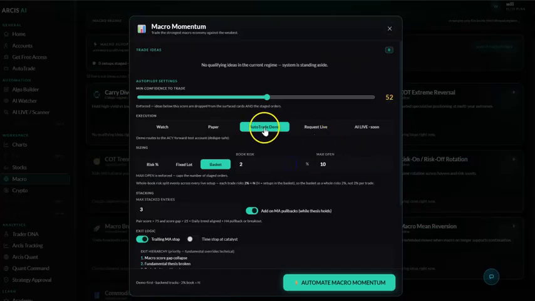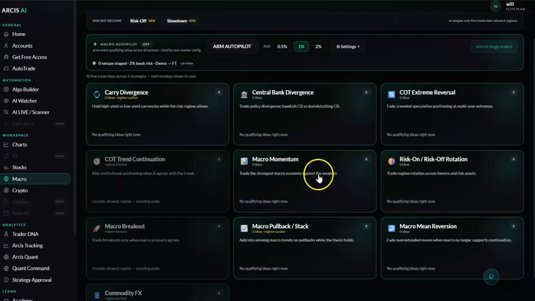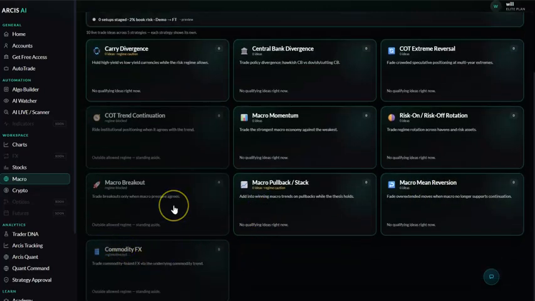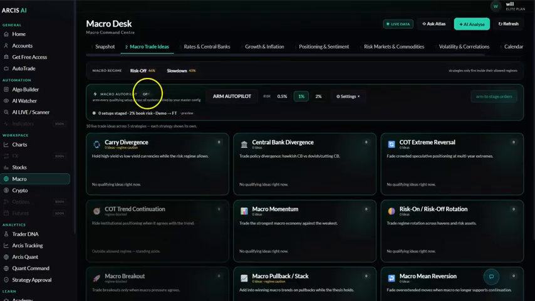And when you select autopilot, as soon as a trade idea appears, it will be sent to either your demo or your live trading account on the platform. We have COT trend continuation, macro momentum, risk on, risk off rotation, macro pullback and stack, macro mean reversion, and commodity FX. This is for gold, silver, oil, so commodity assets.